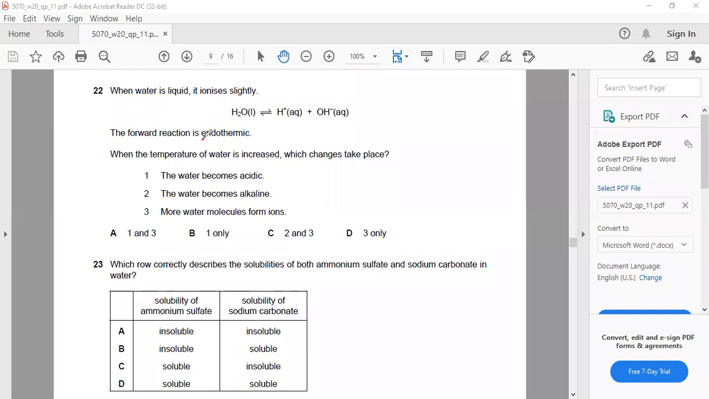22. The forward reaction is endothermic, it means this is endo. When the temperature of water increases, the equilibrium shifts forward because the forward reaction is endo. The water has more H plus ions, but there will be more OH minus ions also. This is a common error: people think more H plus ion means the water becomes more acidic. Wrong.